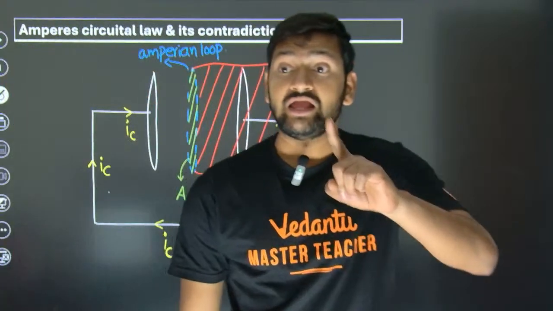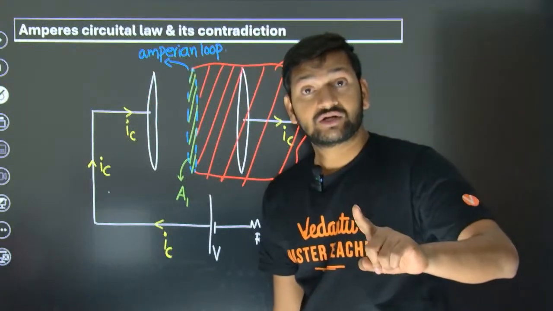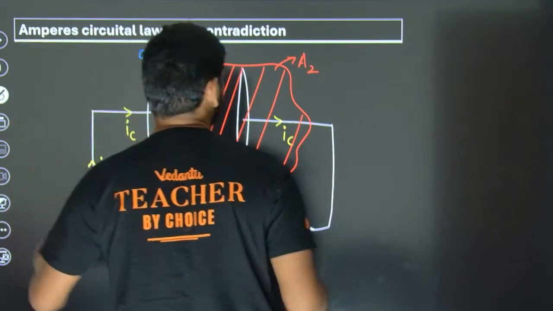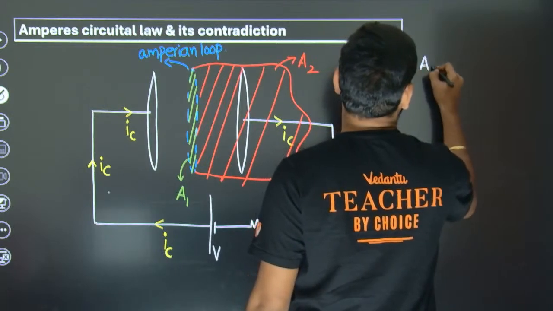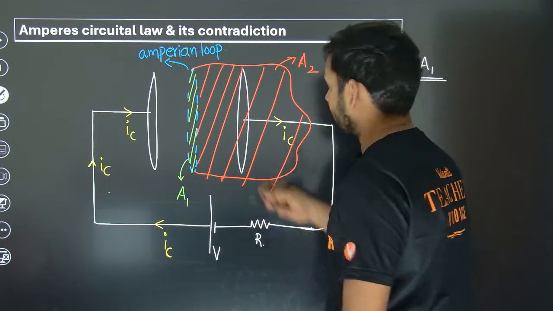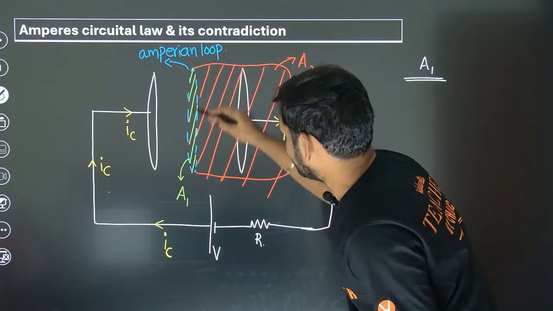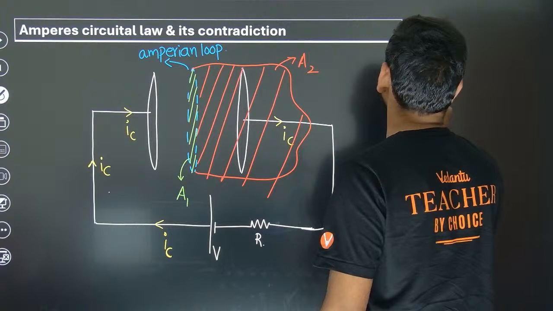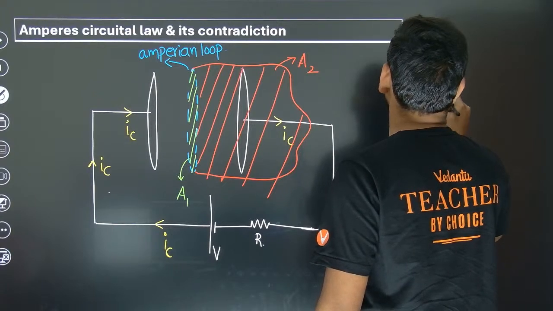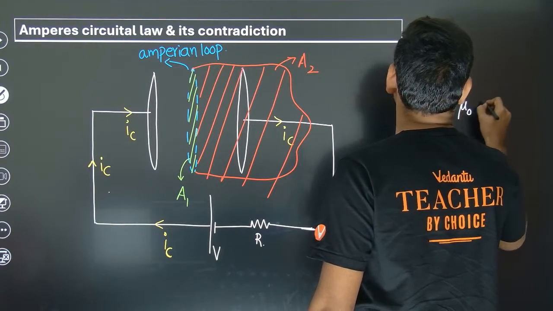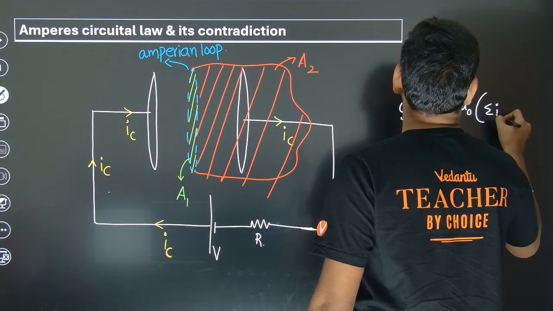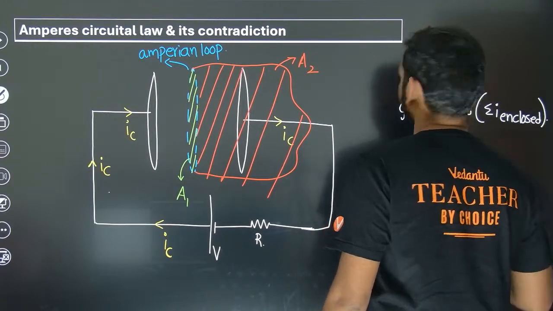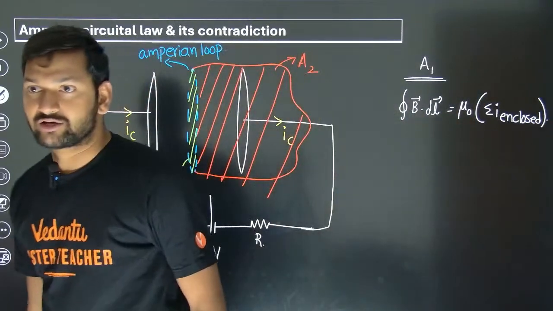Now for area 1 I'll write the Ampere circuital law, and for area 2 I'll write the Ampere circuital law. If I am going to talk about area 1, this green thingy, Ampere circuital law says the closed integral of B dot dl is going to be mu naught times the current that is enclosed, the sum of all the currents that are going to be crossing.